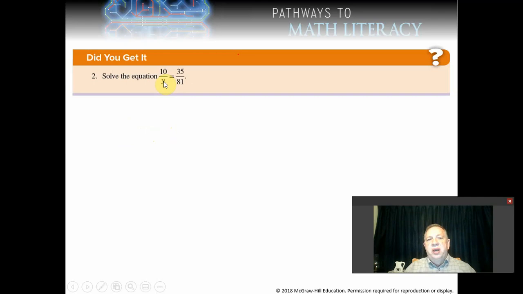Okay, how about this one real quick? First step, multiply this times this, so 35y is equal to 81 times 10, 810, and then I would divide both sides by the 35.